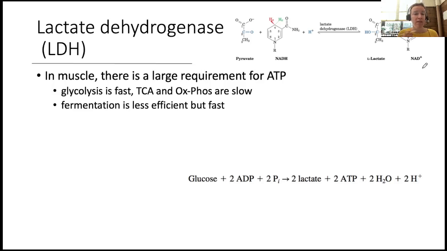If we're talking about muscle that needs ATP fast, has a large requirement for ATP, we have to think about what's going to happen. Glycolysis is super fast, but the citric acid cycle and oxidative phosphorylation are slow. If we need ATP fast, we'll probably do anaerobic fermentation because it's super fast. The overall reaction for anaerobic fermentation is conversion of glucose into 2 lactate, and 2 ATP from ADP. So you can see this process gives us the ATP we need, only 2, but it'll happen really fast.